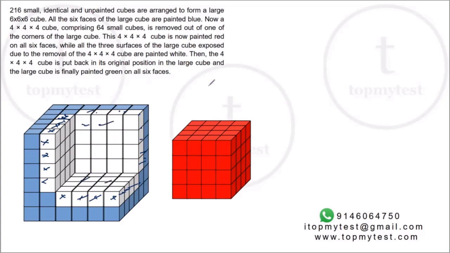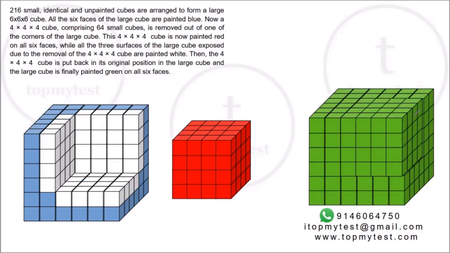Then the 4 cross 4 cross 4 cube is put back to its original position, and the large cube is finally painted green. So you put this back, form the original cube again, and then paint it green. So something like this. This is how it will look like. Basically, we have visualized the process. Let's go to the questions one by one and solve them.